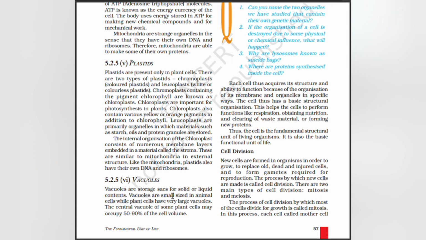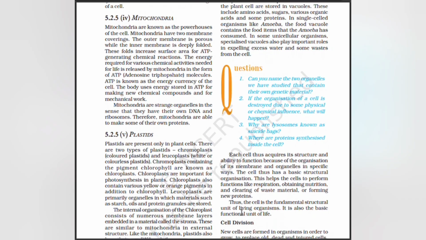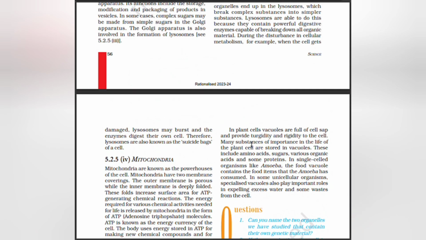Vacuoles. Vacuoles are storage sacs for solid or liquid contents. Vacuoles are small in animal cells, while plant cells have very large vacuoles. The central vacuole of some plant cells may occupy 50 to 90% of the cell volume. In plant cells, vacuoles are full of cell sap and provide turgidity and rigidity to the cell. Many substances of importance in the life of plant cells are stored in vacuoles. These include amino acids, sugars, various organic acids, and some proteins.